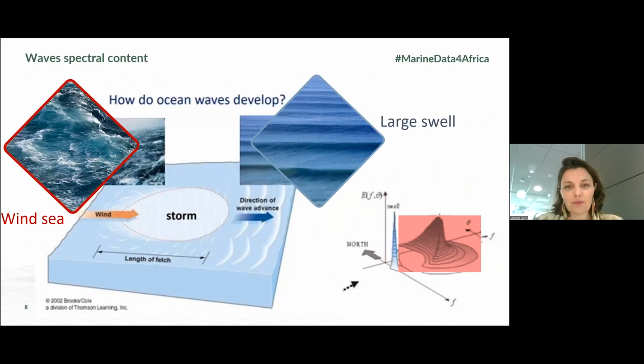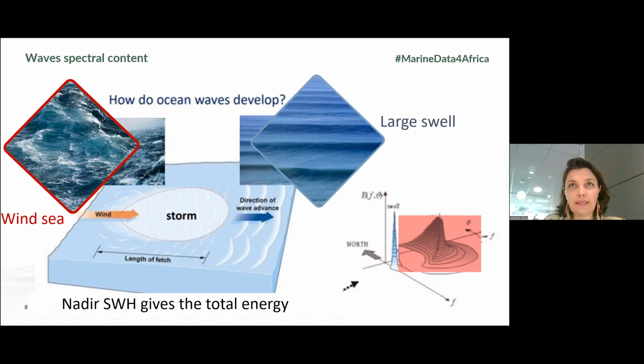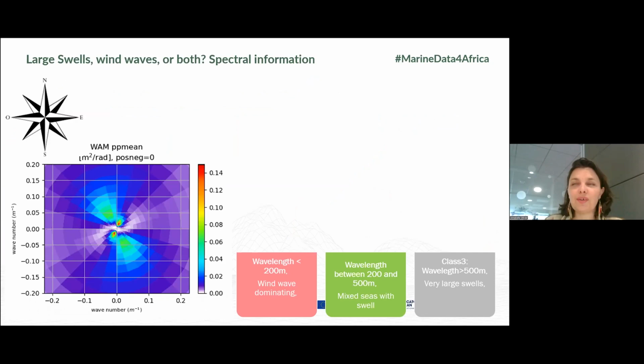First of all, you have to understand that waves in the oceans develop thanks to the wind forcing, and you have some kinds of seas which are wind seas and some kinds of seas which are more large swell. So there are different types of swell and of ocean dynamics. The nadir data and the along-track data that are available in CMEMS give the total energy of this. But if you want to look at the other kind of product, the SPC, then it's spectral information. It will tell you, for instance, if you have wind seas and swell. So this is a spectral information of the data.